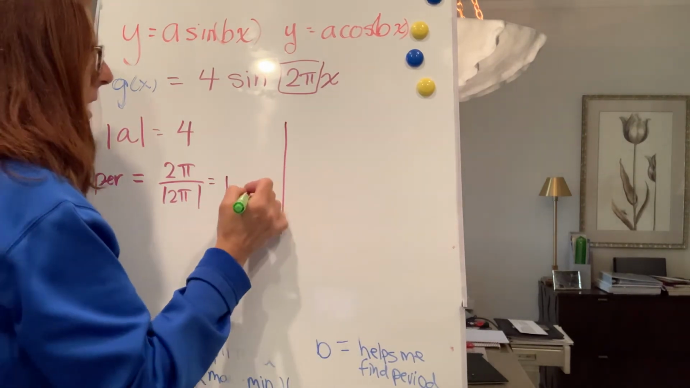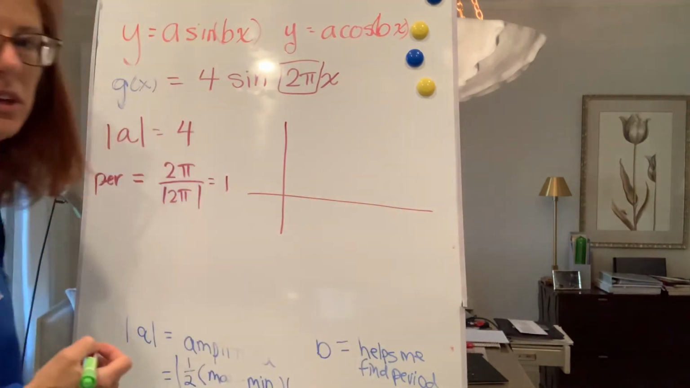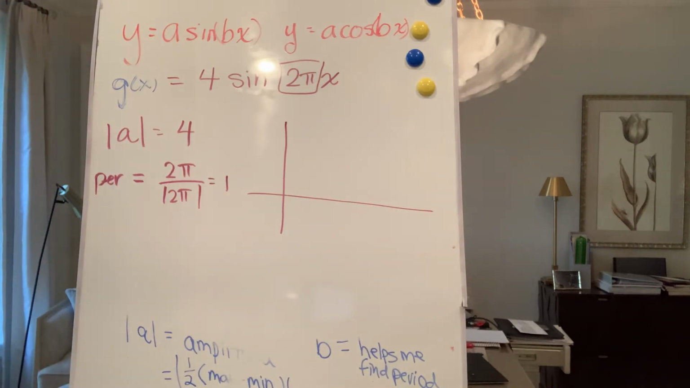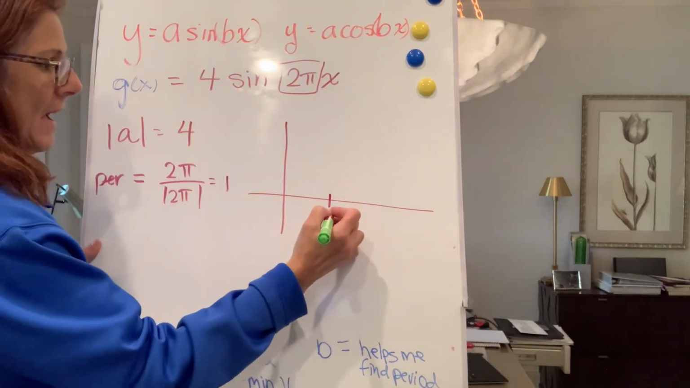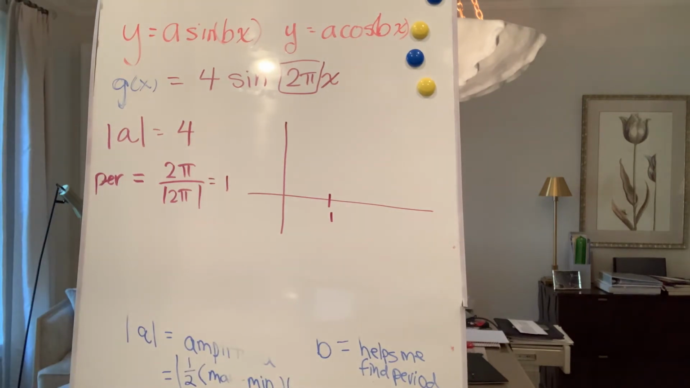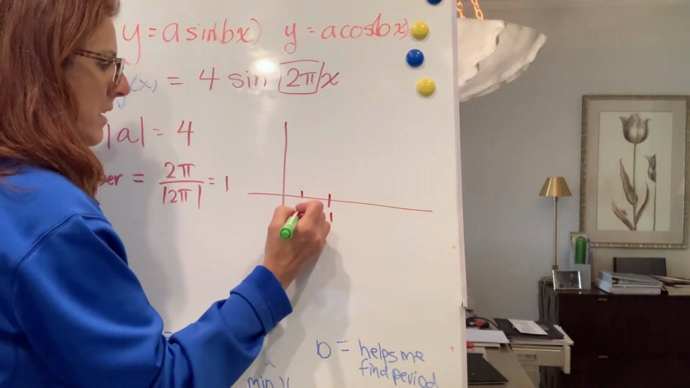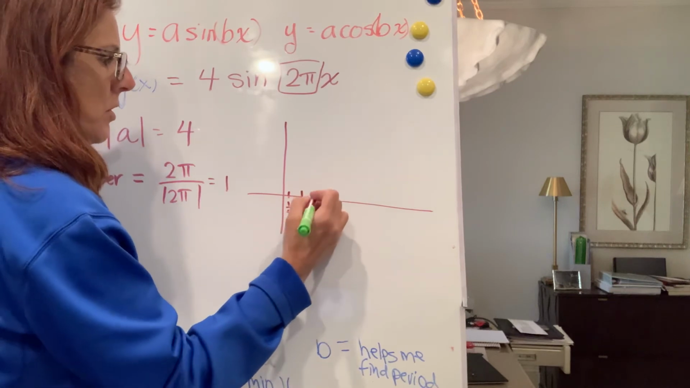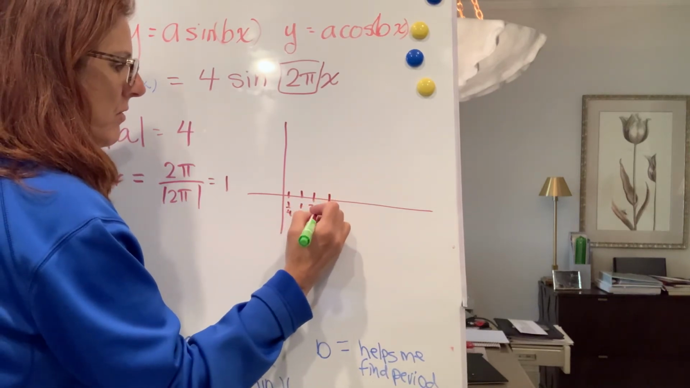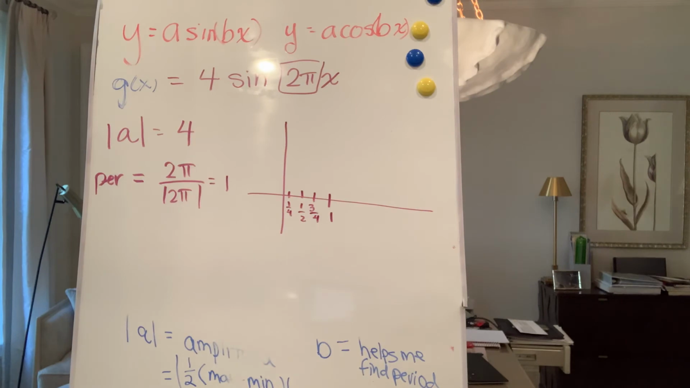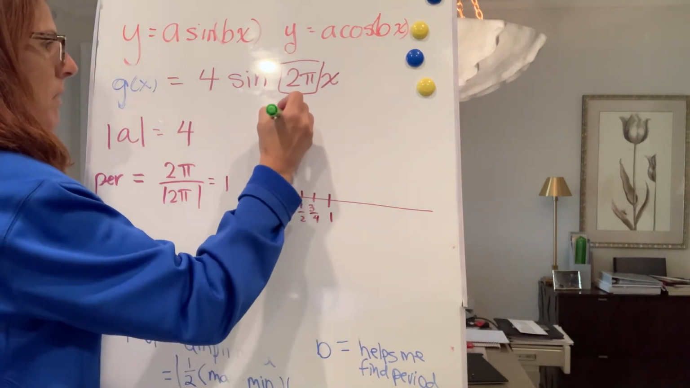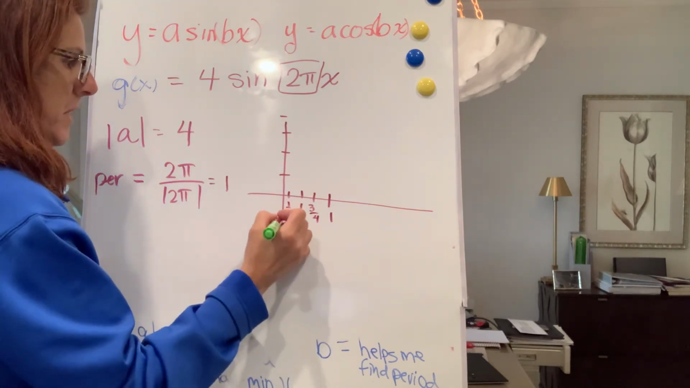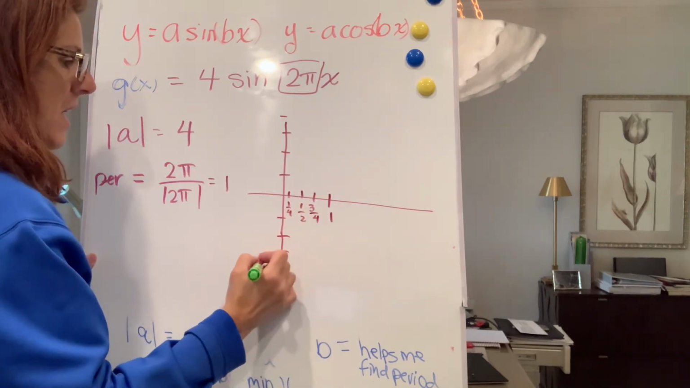I can't divide my 4 sections here into pi's. That's okay. Remember, pi just stands for 3.14. So if I have just 1, my period just being 1, I'm just going to divide it into 1/4, 1/2, and 3/4. Okay, my amplitude is 4. So this is going to be a pretty tall graph.